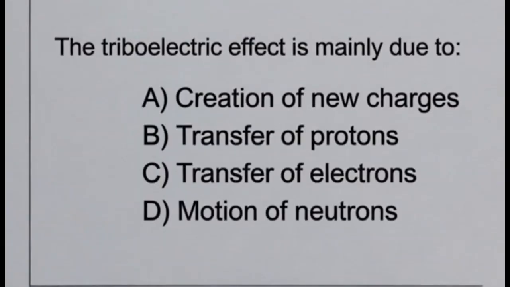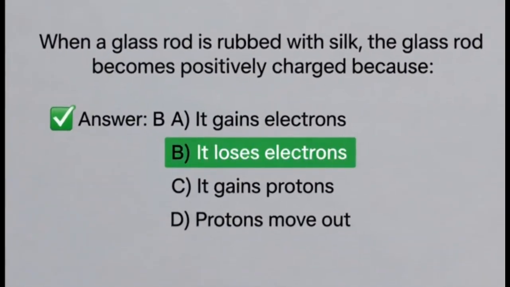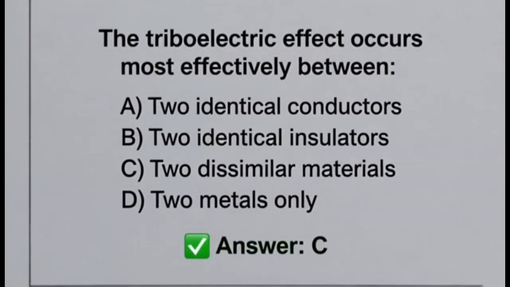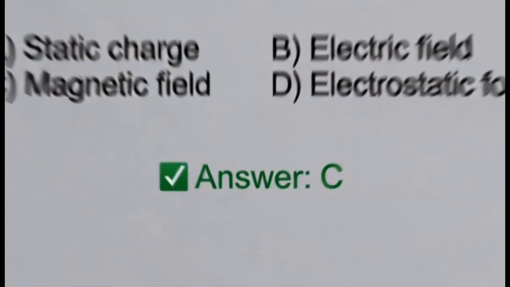The triboelectric effect is mainly due to Answer: C. When a glass rod is rubbed with silk, the glass rod becomes positively charged because B. It loses electrons. The triboelectric effect occurs most effectively between two dissimilar materials. Which of the following is not produced directly by the triboelectric effect? Answer: C.